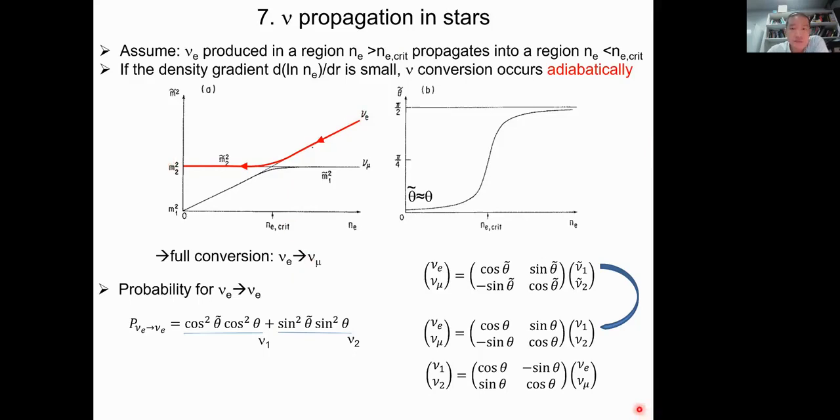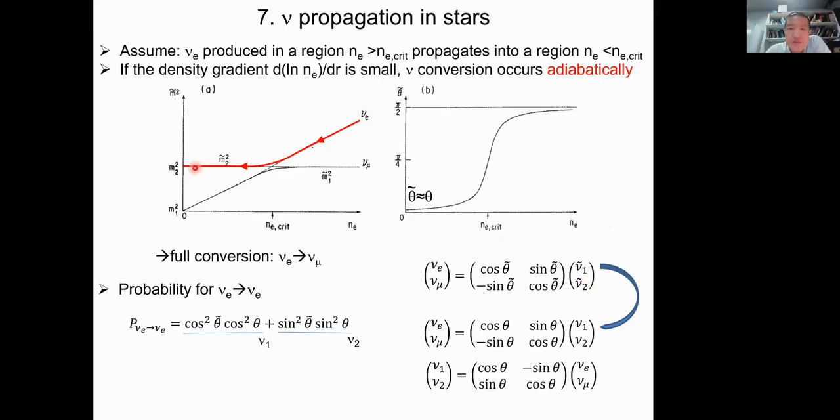And let's see. This equation shows the relation of the flavor eigenstates and mass eigenstates in matter for neutrinos. In the central region, theta tilde is close to pi over 2. So cosine theta tilde is almost 0, and sine theta tilde is almost 1. So nu e corresponds to nu 2 tilde. So this upper branch is contributed by nu e.